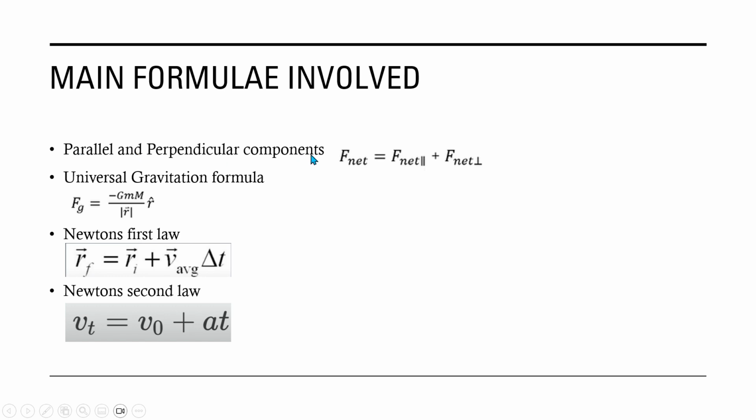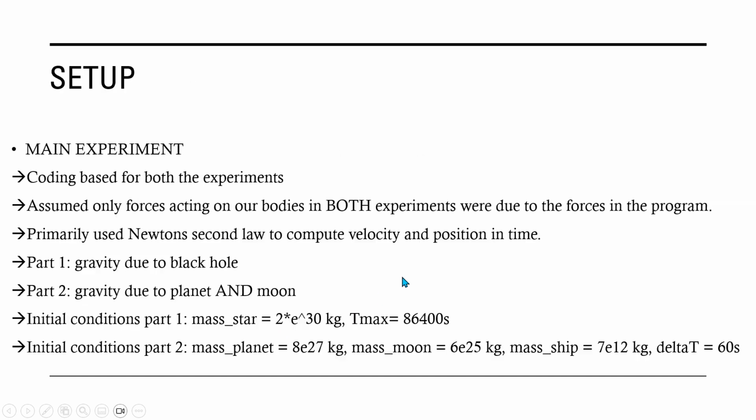Now, our main formulas involved are as follows. We have the parallel and perpendicular components of the force, which is F net is equal to F net parallel plus F net perpendicular. We have the universal gravitational formula, and capital G is our universal gravitational constant. We have Newton's first law, which states that Rf is equal to Ri plus V average delta T, and Newton's second law, which is Vf is equal to V naught plus at.